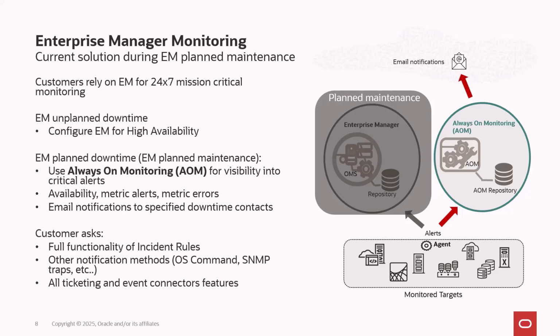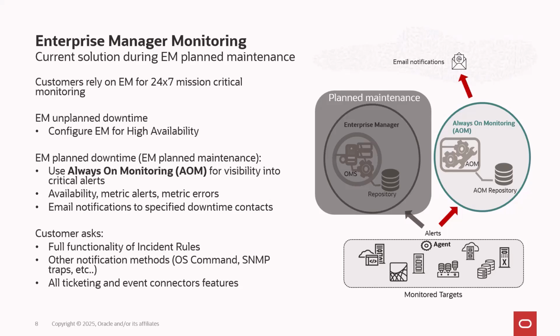Now, for planned downtime, when you bring EM down for a planned maintenance, such as to uptake a release update, you can use another solution called Always On Monitoring, AOM. This is another application that we offer, and this provides visibility into critical alerts that you can use while EM is under that planned downtime. This application can receive availability, metric alerts, and metric errors from the agents that continue to monitor your targets, and you can configure it to send email notifications to the downtime contacts that you specify.